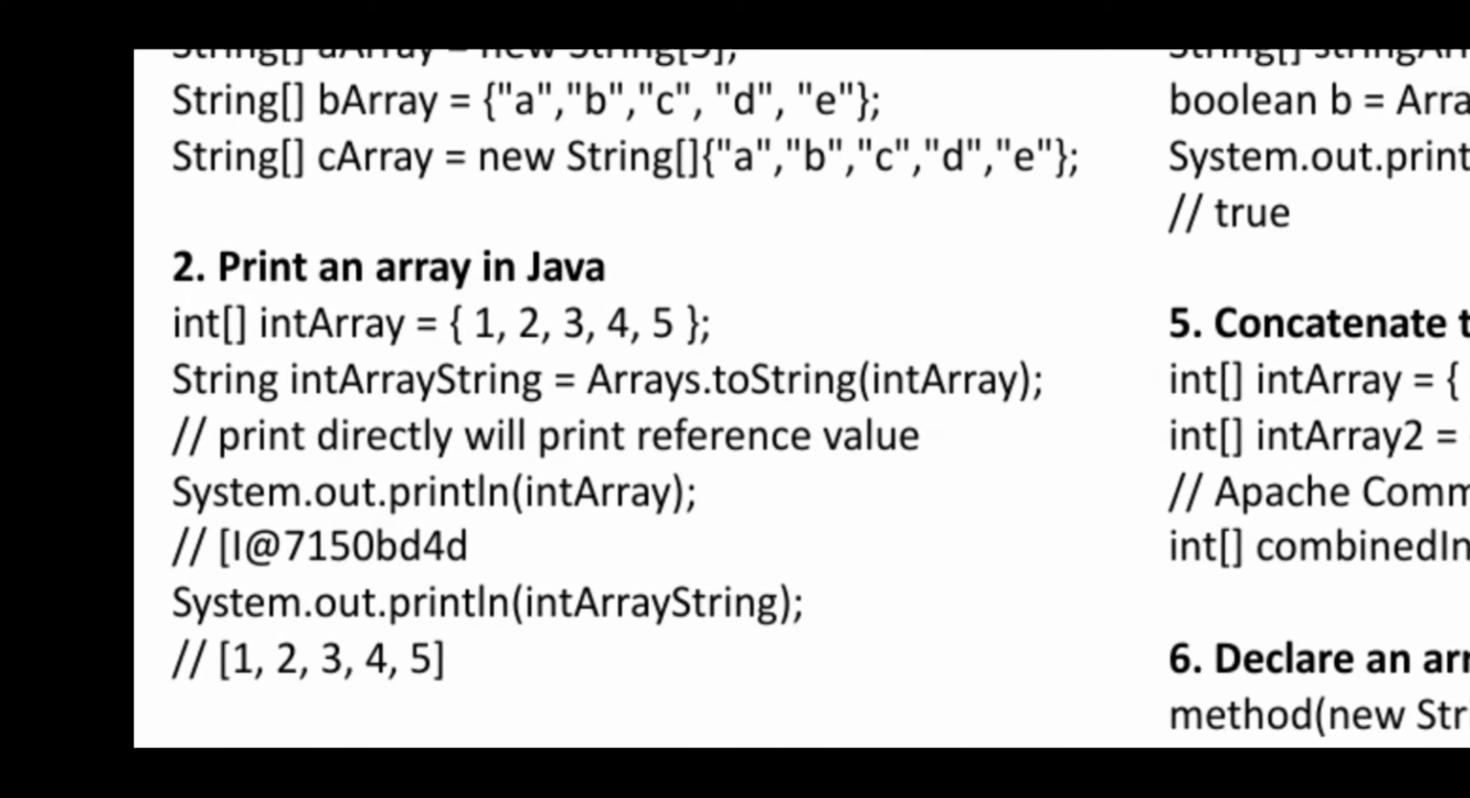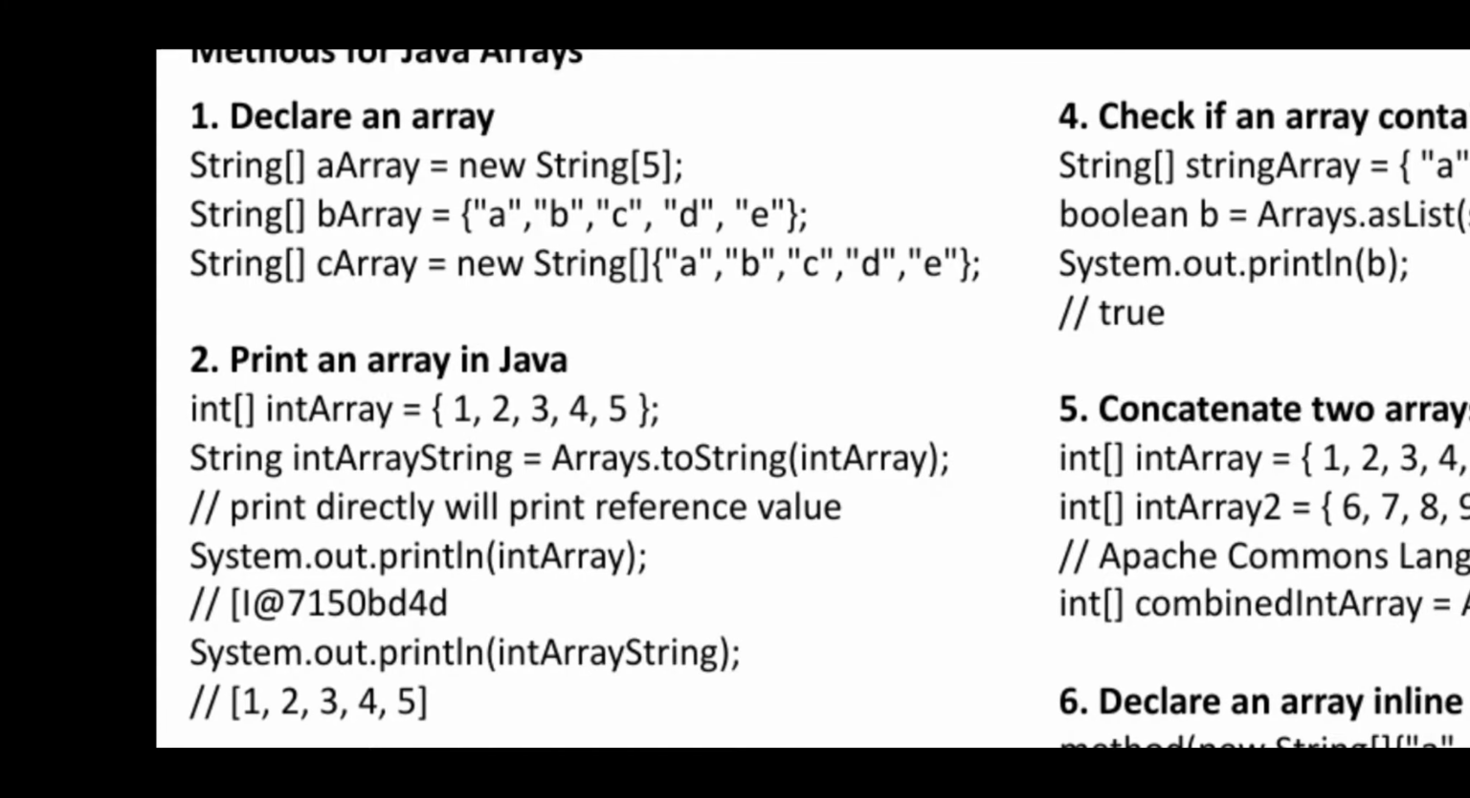So how are you going to print an array? This is how the declaration of an array is done. Now you are going to go for printing an array in Java. He has taken a simple example here: int[] intArray is equal to 1, 2, 3, 4, 5. You have defined an array of integer type, and that can be converted by using the toString function. What is toString going to do? toString can convert an integer array into string values, like this.